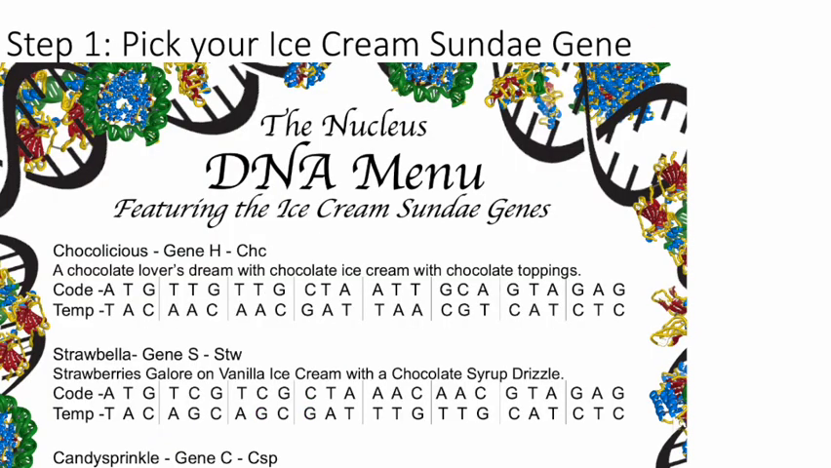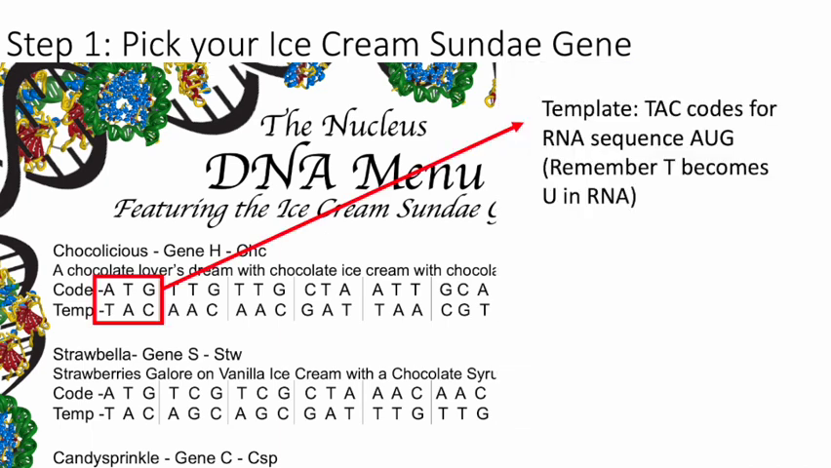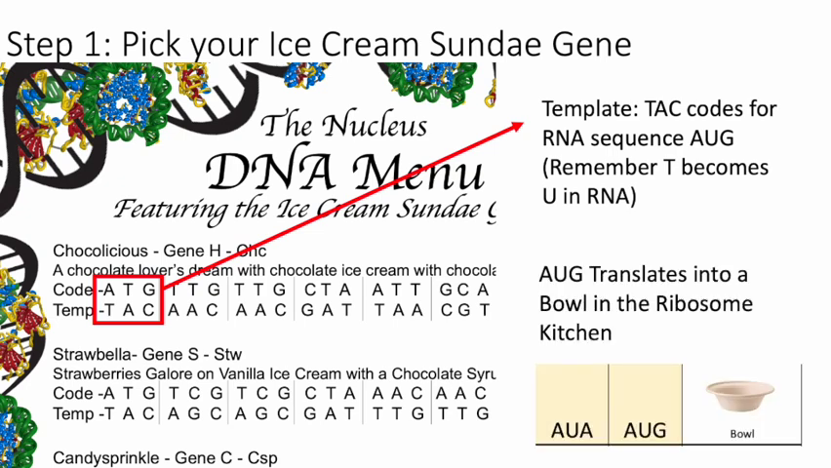So when you arrive, you can get a head start by picking your ice cream sundae gene. There's a brief description, but you can also look at the code to figure out what the pieces of your ice cream sundae are. For example, right off the bat, we have the template code TAC, which codes for the RNA sequence AUG. Remember that T becomes U in the RNA waitstaff code. Therefore, that will be transcribed into an RNA sequence that is AUG, which will translate into a bowl in the ribosome kitchen, the essential element of an ice cream sundae.